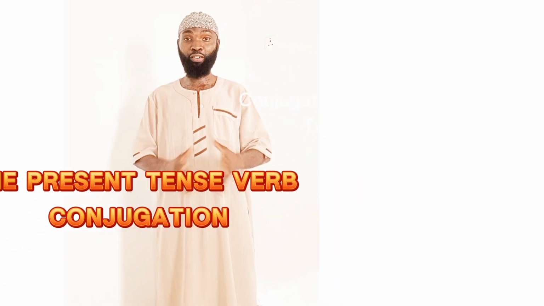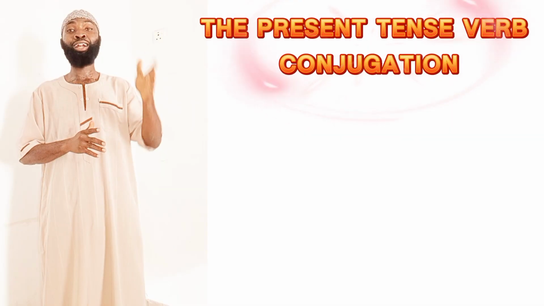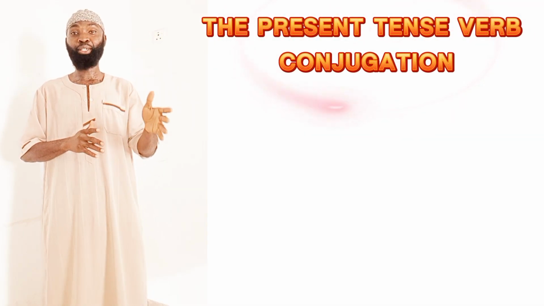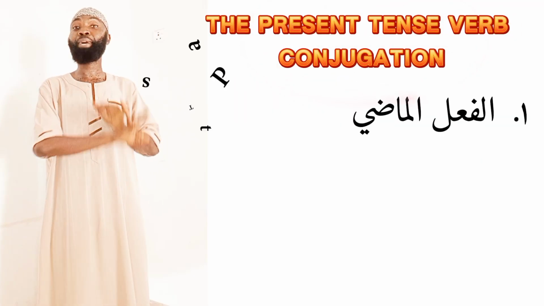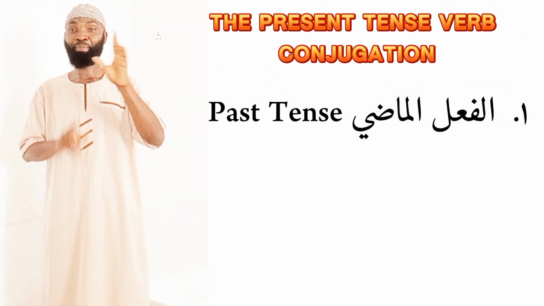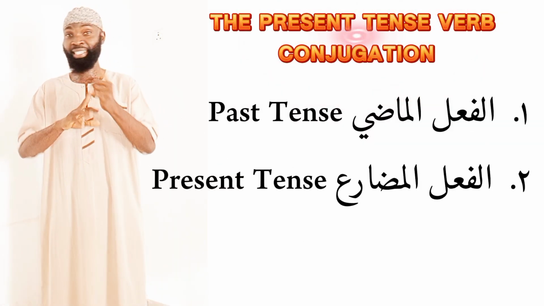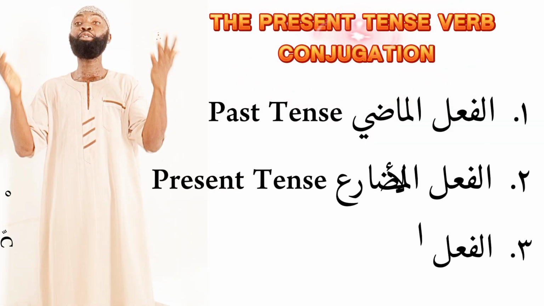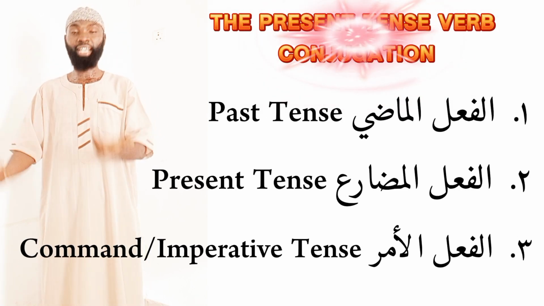In this session of today, we are moving to the conjugation of the Arabic present tense verb. You know that we have three tenses as we said. The first being the past tense verb, which we call al-fi'lul madi, past tense. Then we have al-fi'lul mudari', that is the present tense verb. Then we have al-fi'lul amru, the command tense, or sometimes we call it the imperative tense.